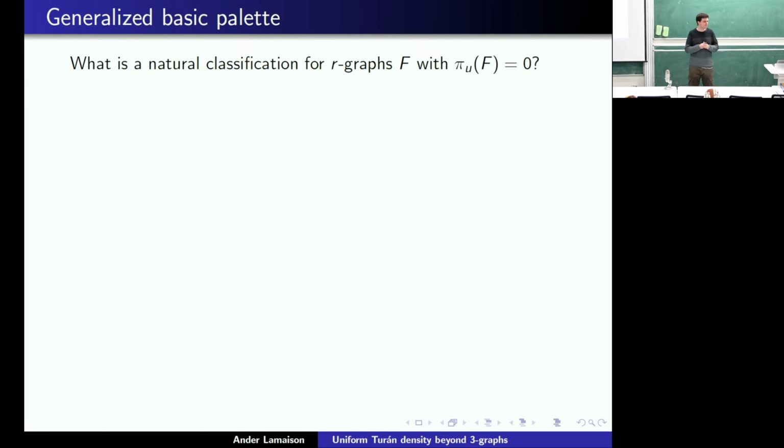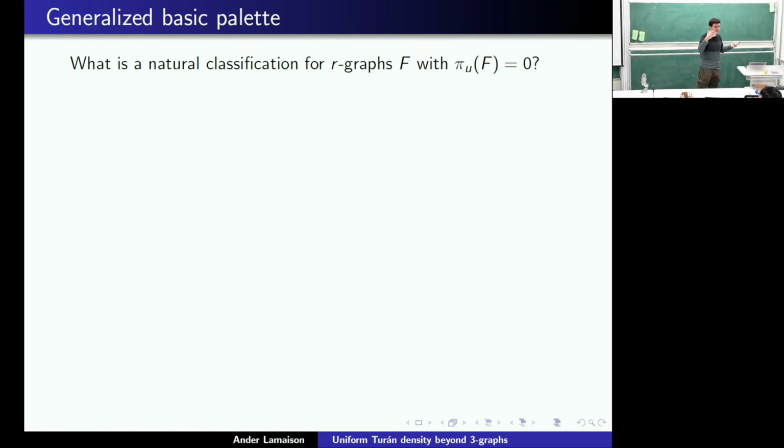And, well, there's not just one way in which you could generalize it. So do we color, again, the pairs of vertices? Or do we now color the r-1 tuples of vertices? Or do we actually color every level? So we color both pairs of vertices and triples of vertices and quadruples of vertices all the way to r-1 tuples of vertices. There's many possible generalizations of the basic palette that a priori make sense.